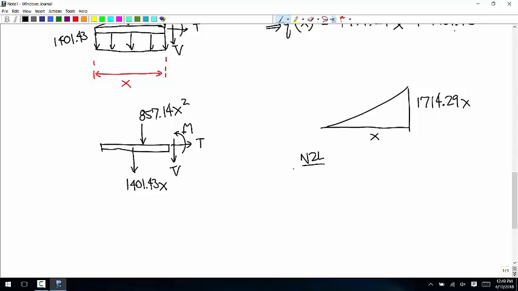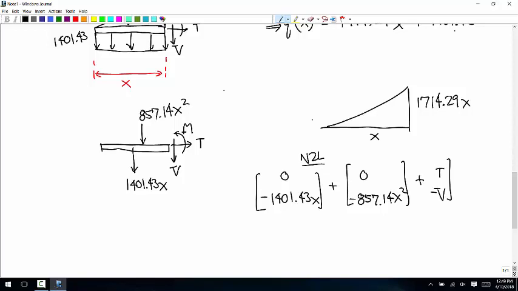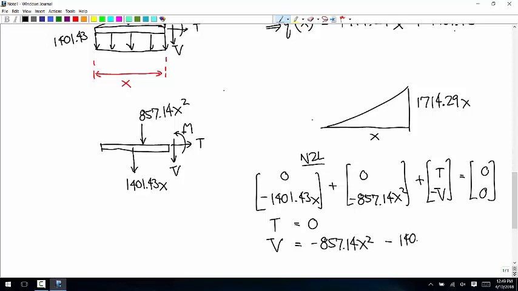So Newton's second law says 0, negative 1401.43x plus 0, negative 857.14x squared plus T negative V is equal to zero. So there's no internal tension. And then the shear force is negative 857.14x squared minus 1401.43x.